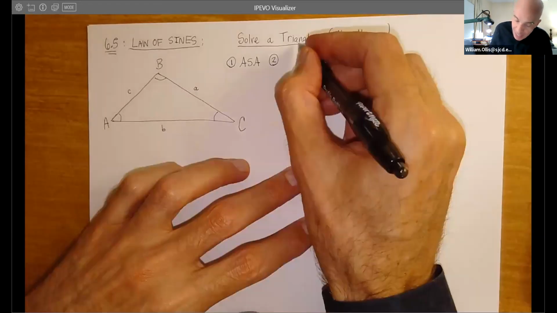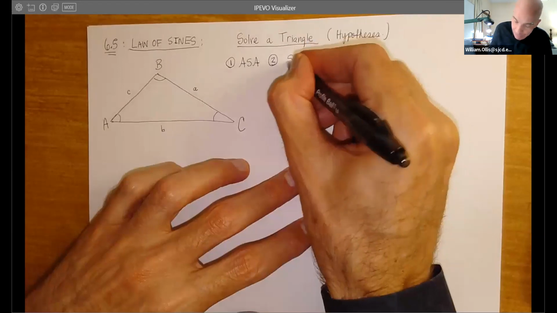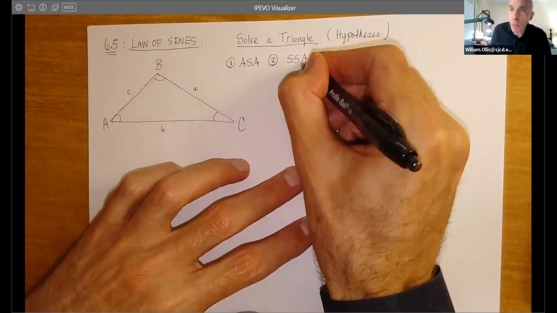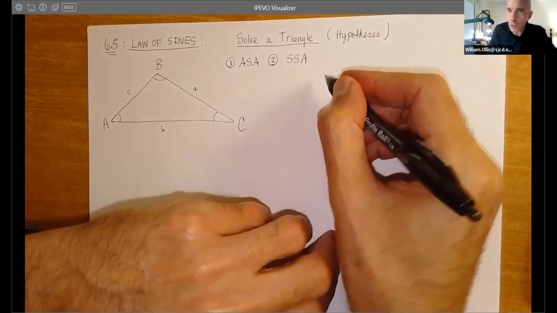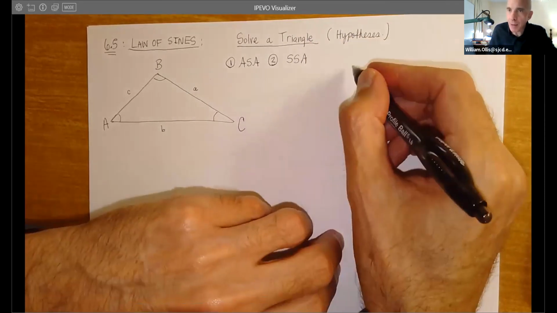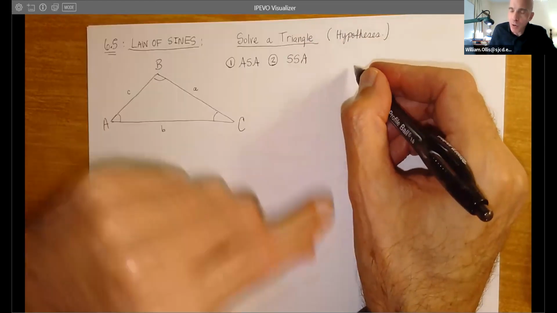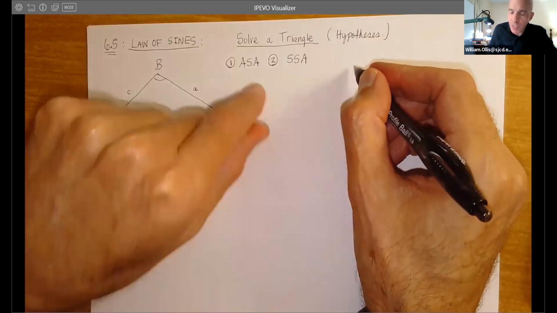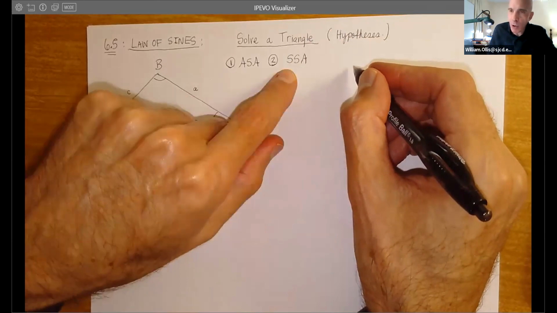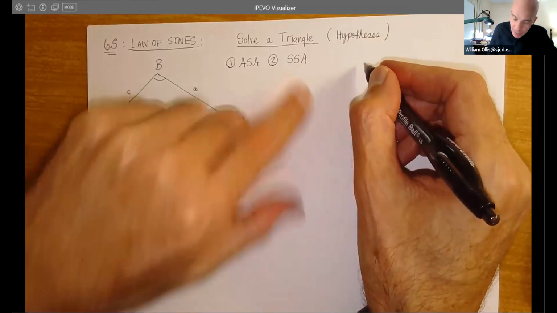Then we've got side side angle. Now again, we always run the risk that the triangle doesn't make any sense with the hypotheses. So that's always a possibility. But if there is one triangle, we get it in the first case. But in the second case, this is what we call the ambiguous case.